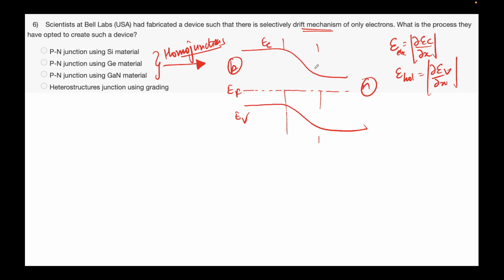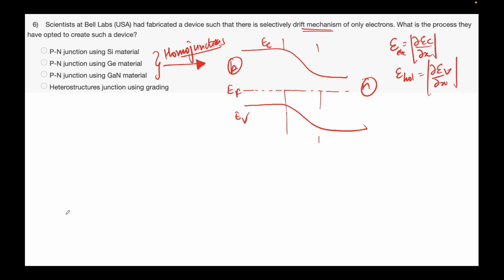So because the band gap in homojunctions remains the same, that is, the distance between EC and EV will always be the same, whatever slope EC has, EV will also have. So electrons and holes will experience drift at the same position. So the drift of electrons cannot be decoupled from the drift of holes for a homojunction. Is it possible in a heterojunction? Let's see that. So what we are doing is a heterostructure junction using grading.